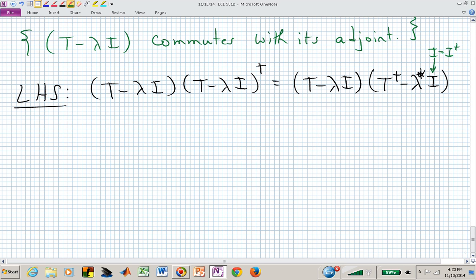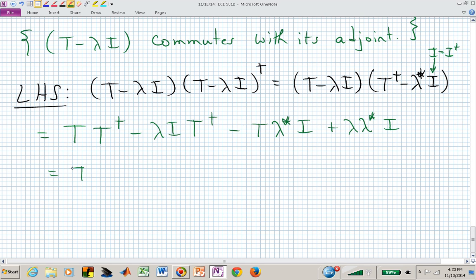Let's now perform the multiplication. We now have T T dagger minus lambda I T dagger. It doesn't really matter which way we do it, but I'm multiplying by both terms on the left first, times T dagger. Then we have minus T lambda star I, plus, since we have the product of two negatives, lambda lambda star I.